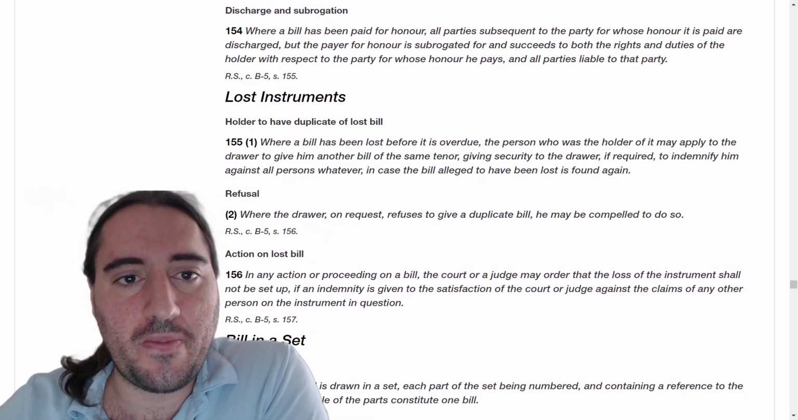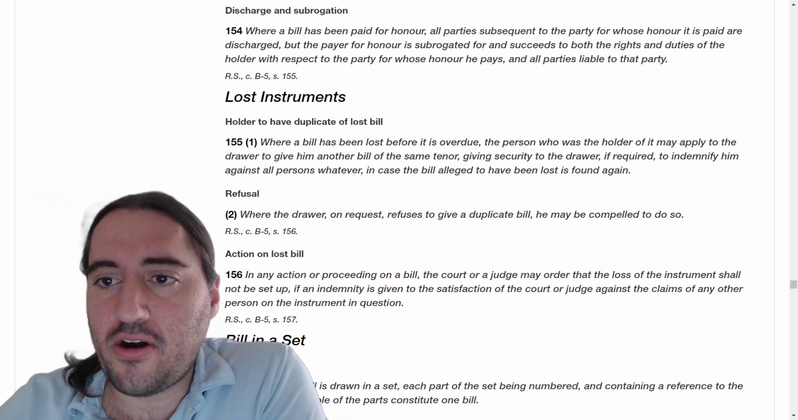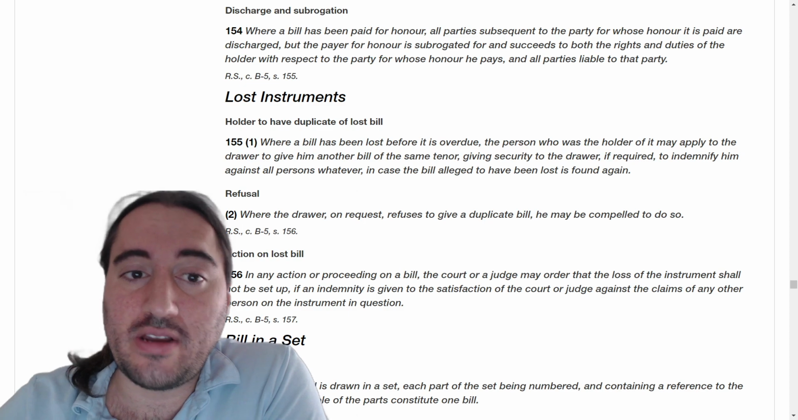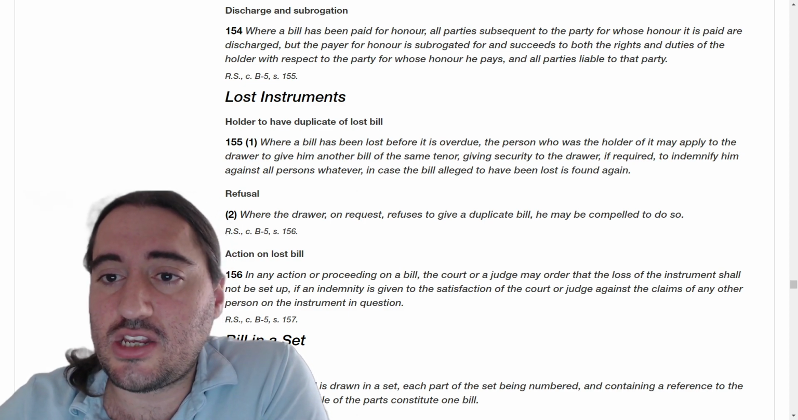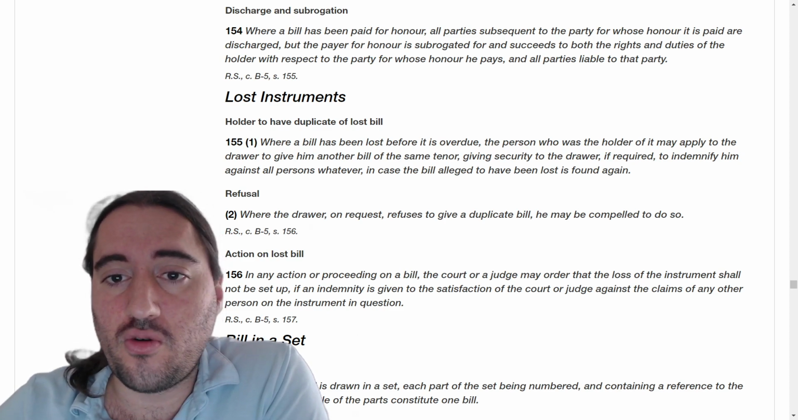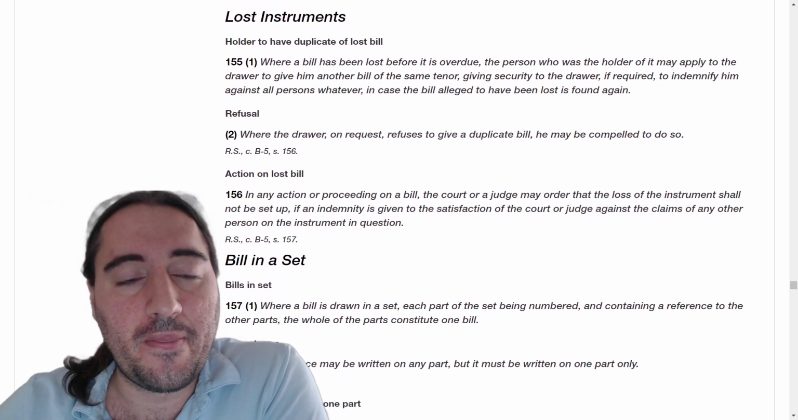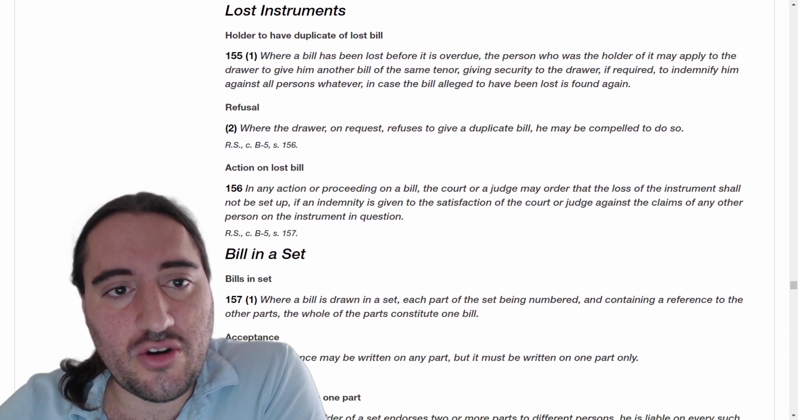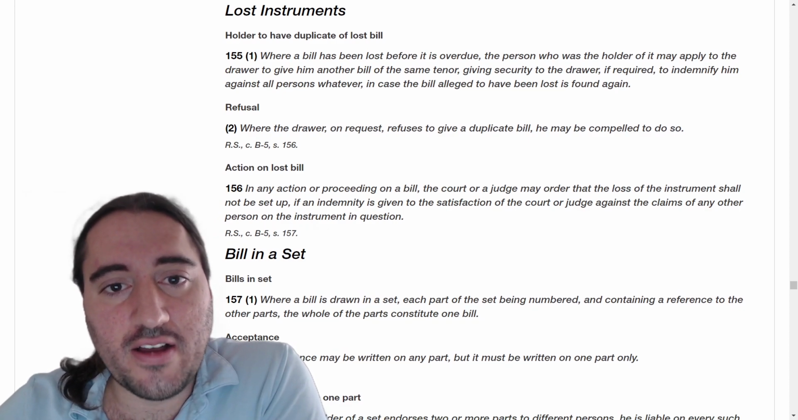Discharge and subrogation. Where a bill has been paid for honor, all parties subsequent to the party for whose honor it is paid are discharged, but the payer for honor is subrogated for and succeeds to both the rights and duties of the holder with respect to the party for whose honor he pays, and all parties liable to that party. Lost instruments. Holders to have duplicate of lost bill.